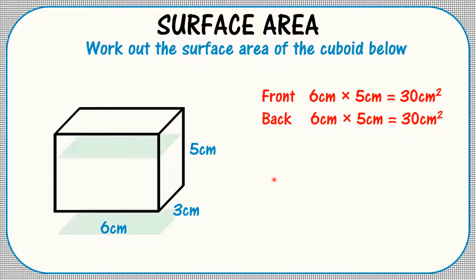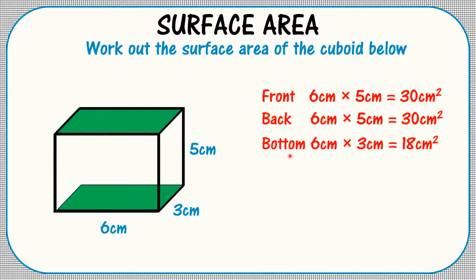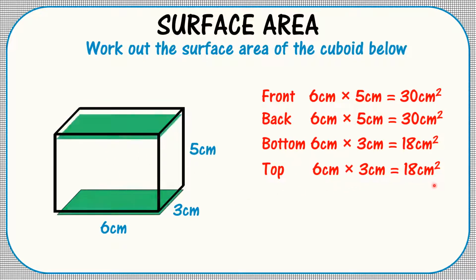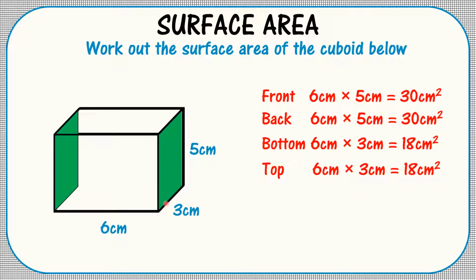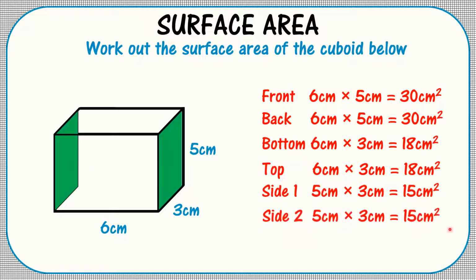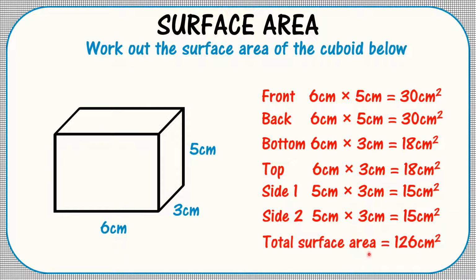The next ones which we'll work out are the top and the bottom. We know that the bottom is 6 multiplied by 3, which is equal to 18 centimeters squared. The bottom and the top are the same, so the top is also 18 centimeters squared. The final faces which we need to work out are the sides. This side is 3 times 5, which equals 15 centimeters squared. The right side and the left side are the same, so the second side is also equal to 15 centimeters squared. You add all of these values together and you get a total surface area of 126 centimeters squared.